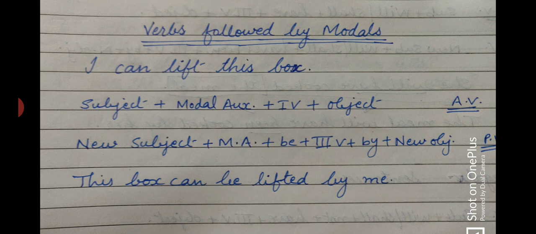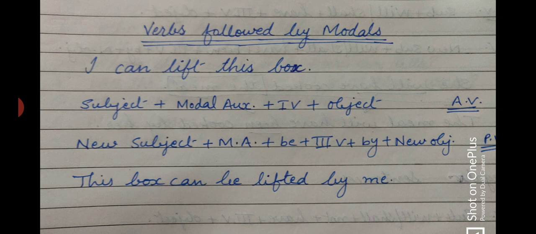Then before you change the subject into the new object in passive voice, before that we are to use by and then the new object. I have given you the example. I can lift this box. So now the passive voice will be: this box, the modal will remain the same, this box can be, third form of lift, lifted by me.